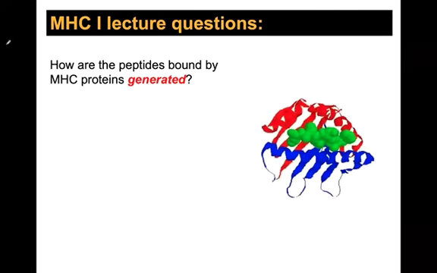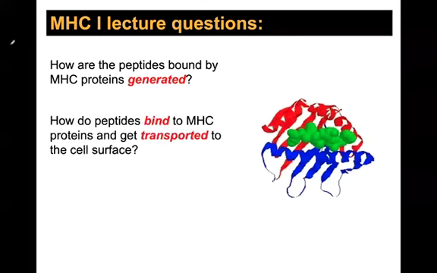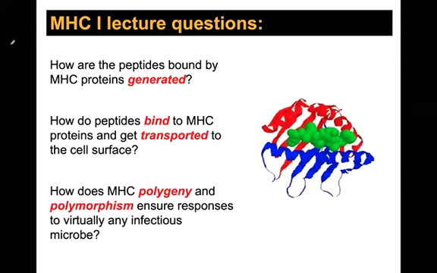So the questions really are, how do you get the peptides? How are they generated? And that it's very different for class 1 versus class 2. We'll go over some of those differences today. And then how do those peptides get transported to the MHC and bind? And then how does the MHC get to the cell surface? And then we covered this topic a little bit already, but how does MHC polygeny and polymorphism ensure that you can have a response to virtually anything that's trying to infect you? Okay, so those are the questions I want you to keep in mind as we go through this lecture.